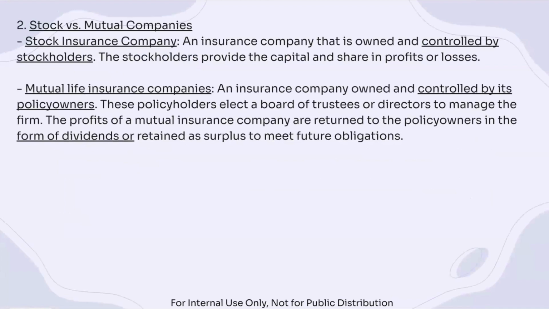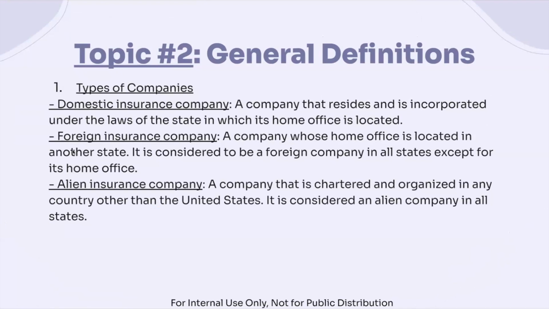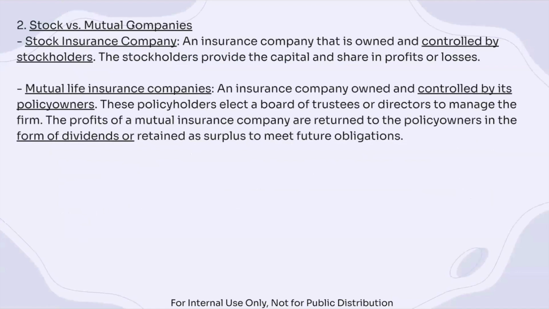Now, we can also categorize insurance companies through the ownership of the company. In the previous section, we talked about types of companies according to the laws under which the home office is incorporated. But with stock versus mutual companies, we're looking at who owns and controls the company. A stock company is an insurance company that is owned and controlled by stockholders, and the stockholders provide capital and share losses and profits.